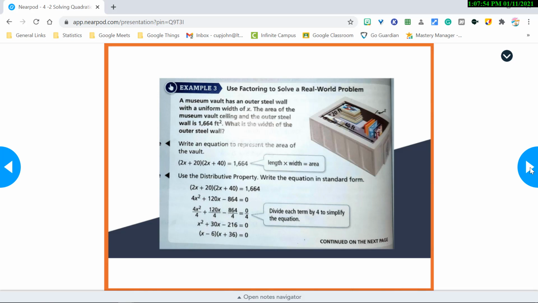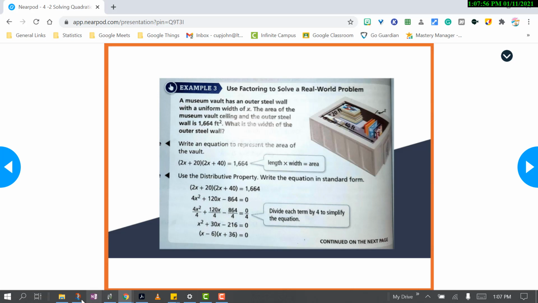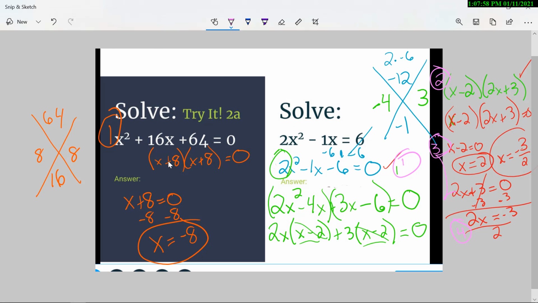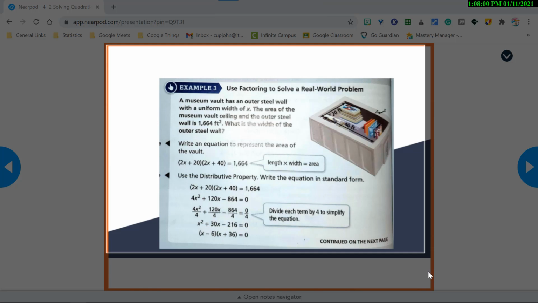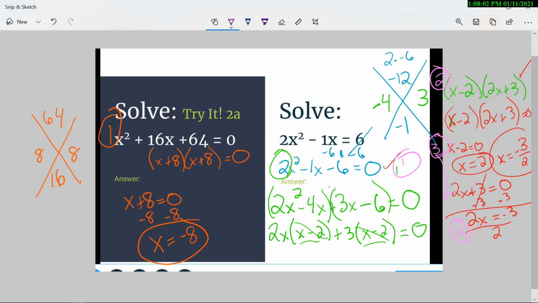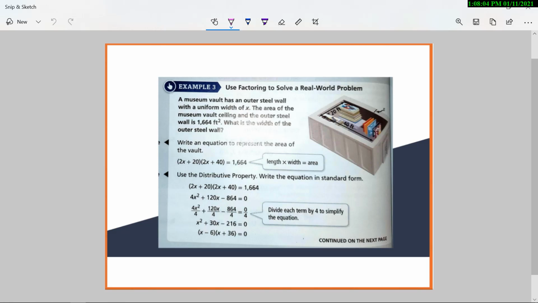Word problems. So this one's not all that bad, but it is important that we can do these. A museum vault has an outer steel wall with a uniform width of x. So that means that's x, that's x, that's x, and that's x. The area of the museum vault ceiling and the outer steel wall is 1,664 feet squared. What is the width of the outer steel wall?